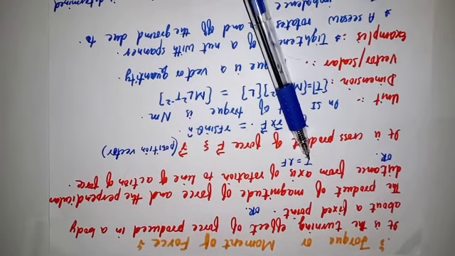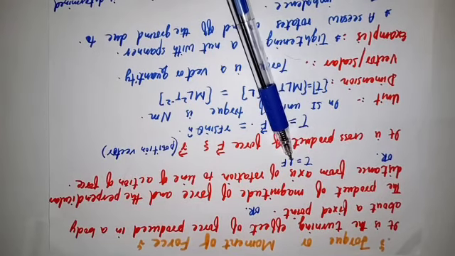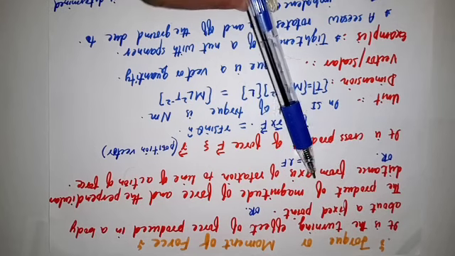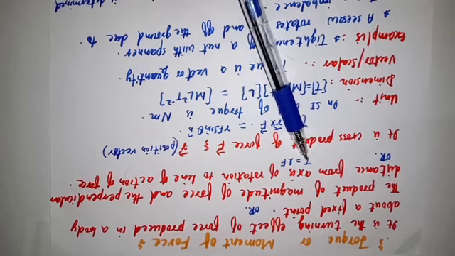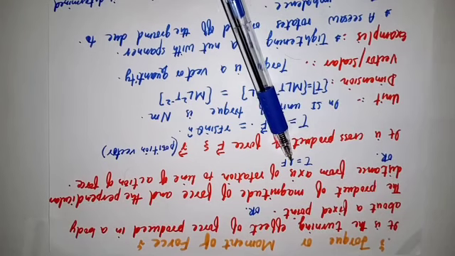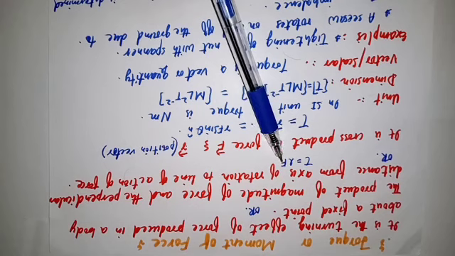Mathematically it can be written as tau is equal to L into F, where tau is the symbol of torque, which is the Greek alphabet tau, and L is the moment arm and F is applied force.